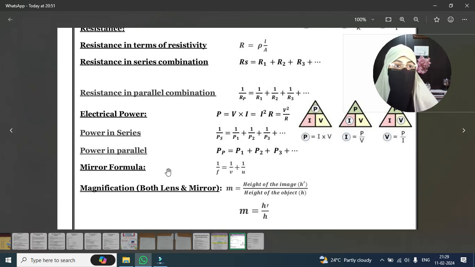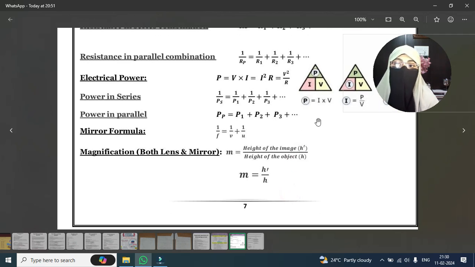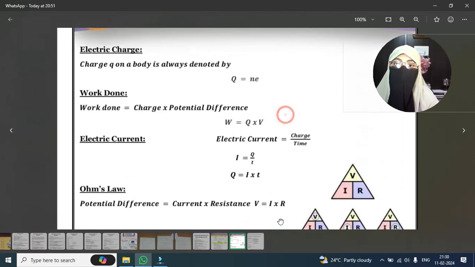Mirror formula, very important: 1 by F is equal to 1 by V plus 1 by U. 1 by F is the focal length, V is the image distance, U is the object distance. And magnification is the height of the image to the height of the object. H dash is the height of the image. So this is the list of the important formulas.